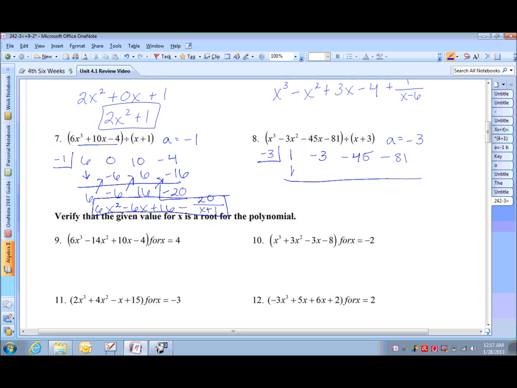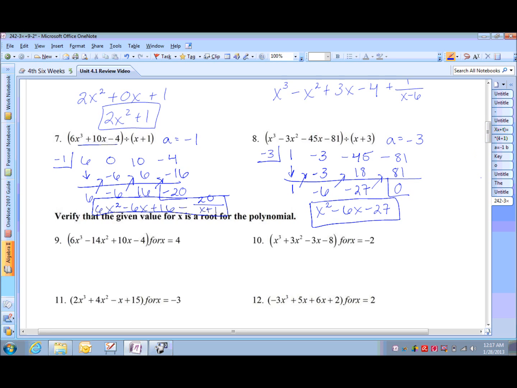Draw a line. We bring down our leading coefficient, which is 1 in this case. Negative 3 times 1 gives you negative 3. Negative 3 plus negative 3 is negative 6. Negative 3 times negative 6 is positive 18. And negative 45 plus 18 is negative 27. Negative 3 times negative 27 is 81. And that leaves you with 0. Okay, so your final answer here is going to be x squared minus 6x minus 27.